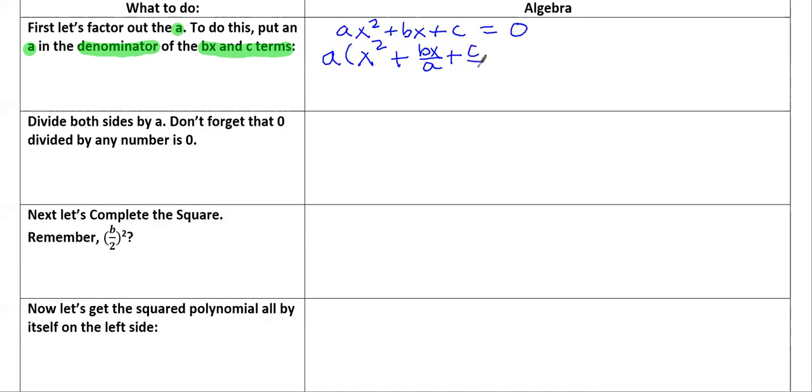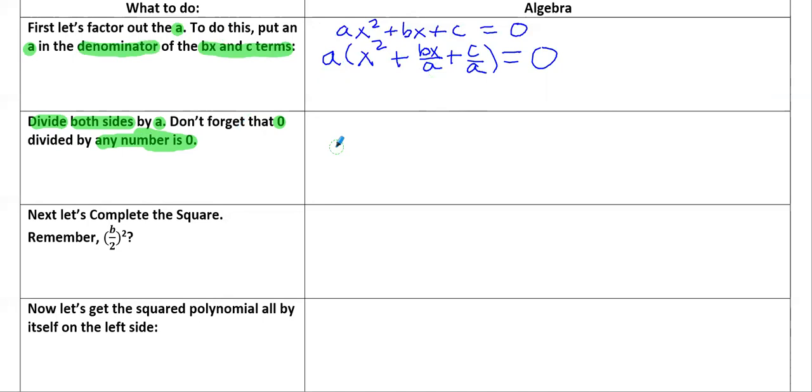C over a. Okay? Now you might think, well, we just made that more complicated. I know that's what it seems like, but we didn't. Okay, now the next part, the next idea here: divide both sides of the equation using the division property of equality by a. Don't forget that 0 divided by any number is 0, well, except for if you divide by 0, but let's pretend a is not 0.